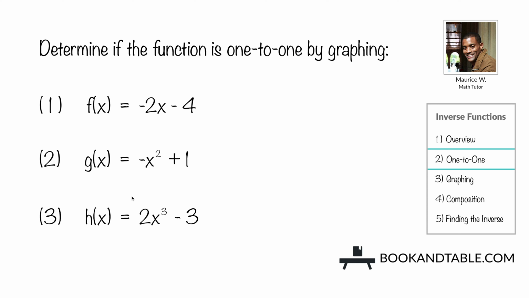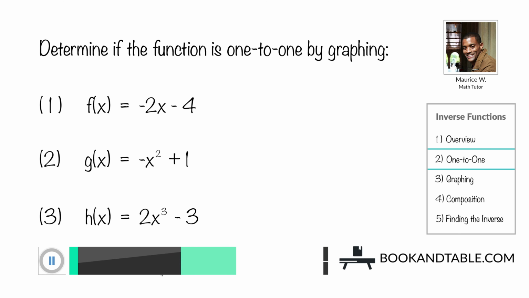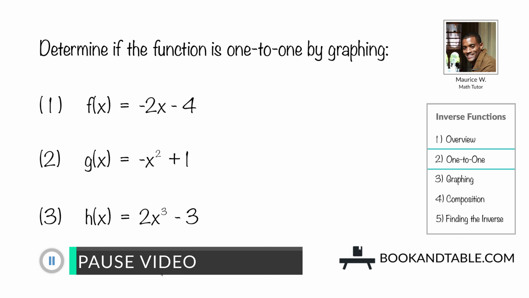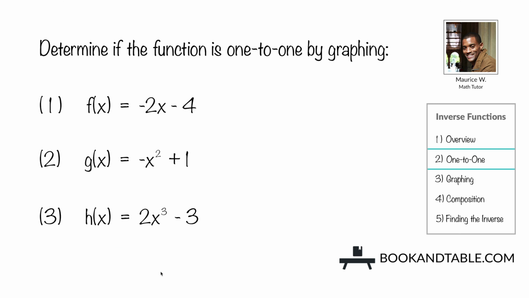Determine if the function is 1 to 1 by graphing. Question number 1. F of x is equal to -2x minus 4. Question number 2. G of x is equal to -x squared plus 1. And question number 3. H of x is equal to 2x cubed minus 3. Pause the video, answer these questions, and then press play when you are ready to begin.